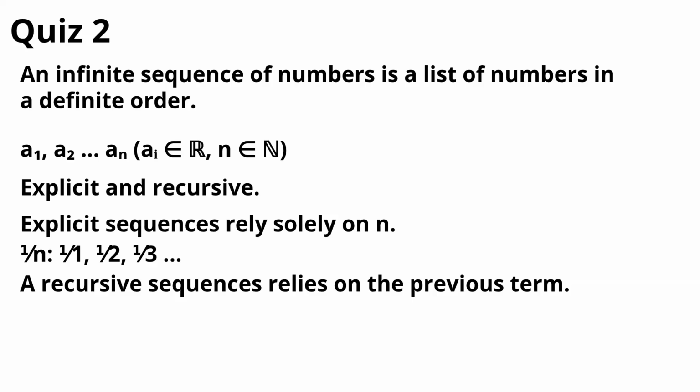A recursive sequence relies on the previous term. For example, the square root of 1 plus a at n, with a at n being the previous term in the sequence. So the first term would have to be given. So in this case, it's 1. The second term would then be the square root of 1 plus 1, which is the square root of 2. The third term would be the square root of 1 plus the previous term, which is the square root of 2. So that would be the square root of 1 plus the square root of 2.